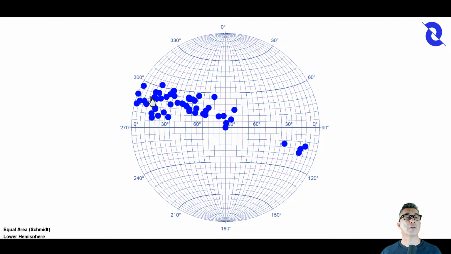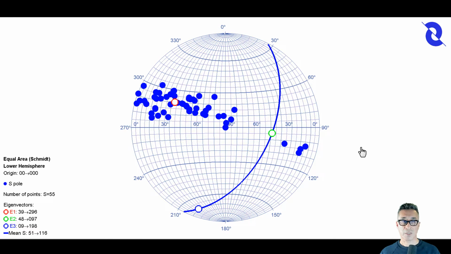Now, let's look at this with eigenvectors. So this is what the eigenvectors look like. E1 would be where all the clusters are for the poles of the bedding. E2 would be 90 degrees from that along the great circle. So that's where it is right there. And the third eigenvector would be right angles to both of them. So that would be the pole of the great circle that fits along here.